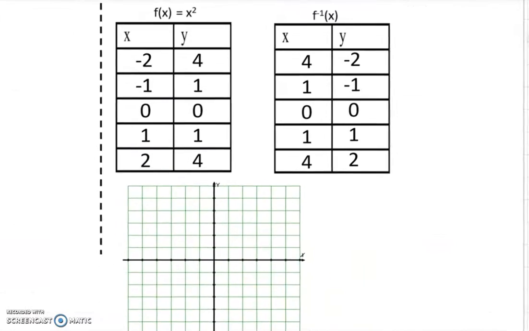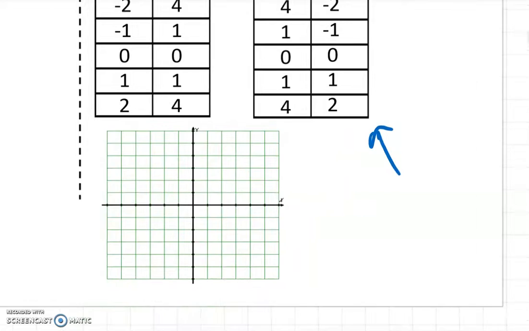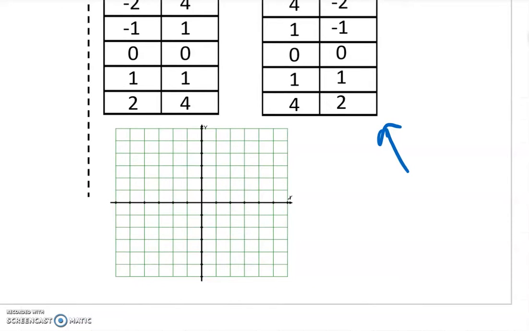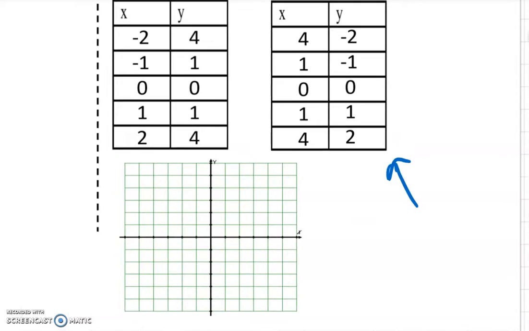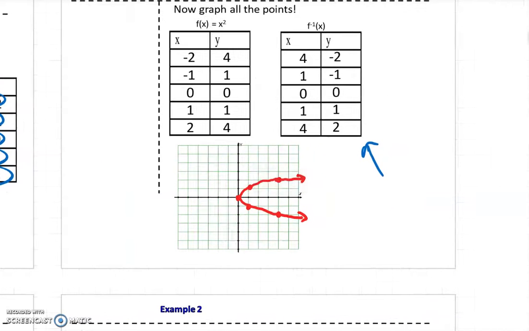So now let's take these points and graph them. So here's our inverse table. Let's go graph those points. See this one in red. So 4, negative 2 here. 1, negative 1. 0, 0. 1, 1. 4, 2. And we get a graph that looks like that. And this graph would be the inverse of f of x.